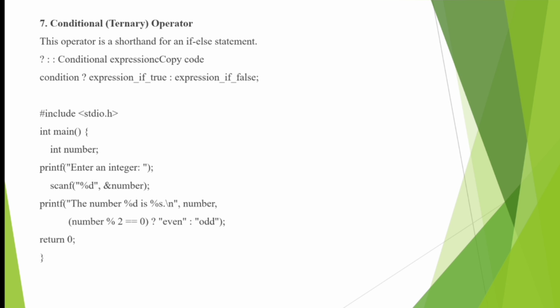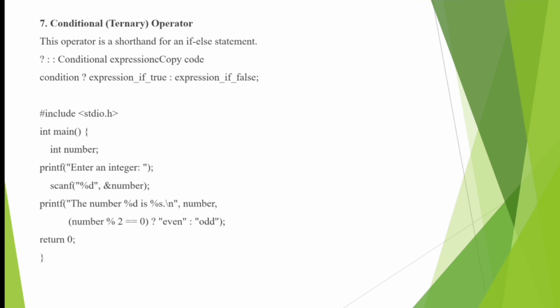So if we get a value of, for example, 6 from the user, 6 modulus 2 is equal to 0, because the modulus gives a remainder only. So 6 modulus 2 equals 0. The condition is true, so the true statement is printed. That means even is printed.